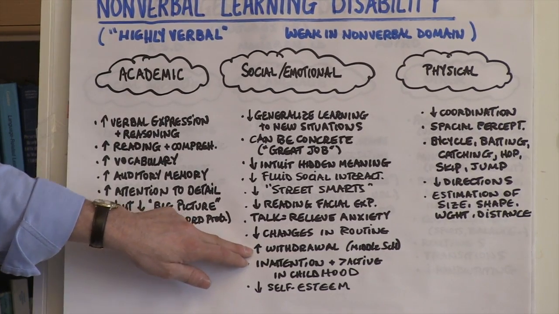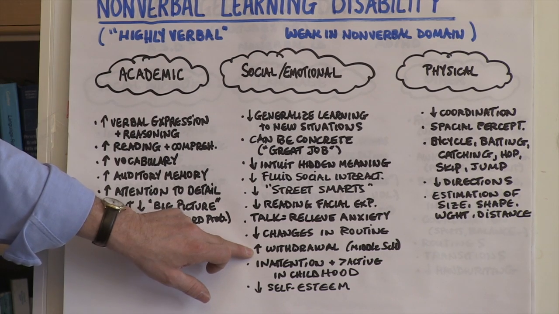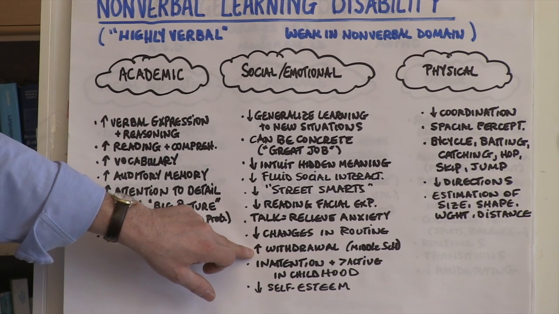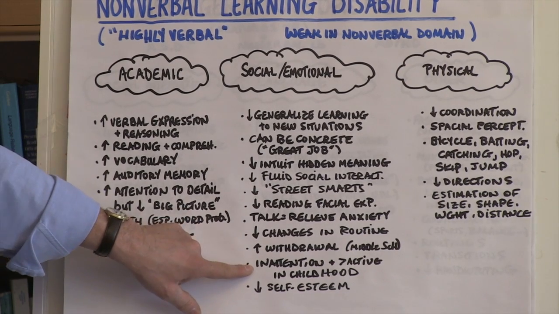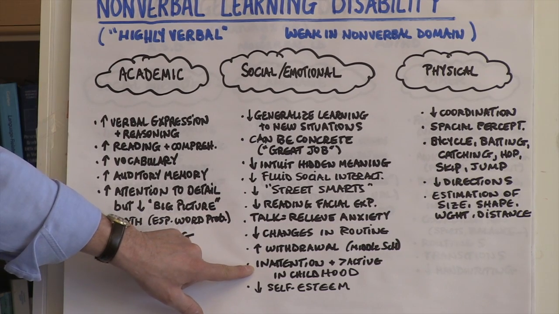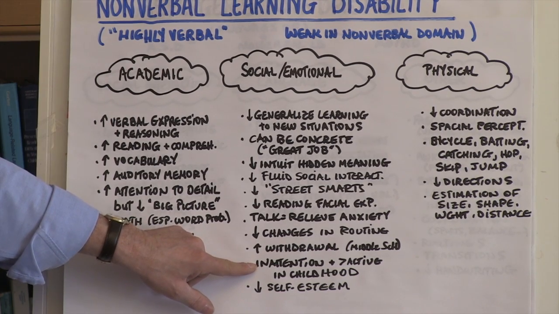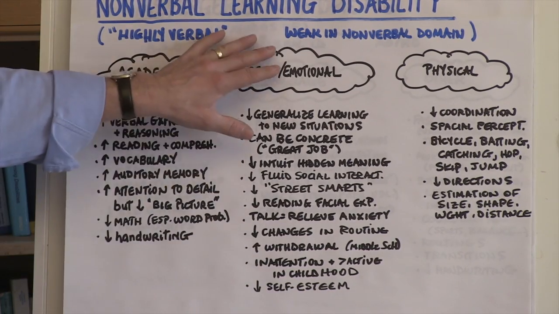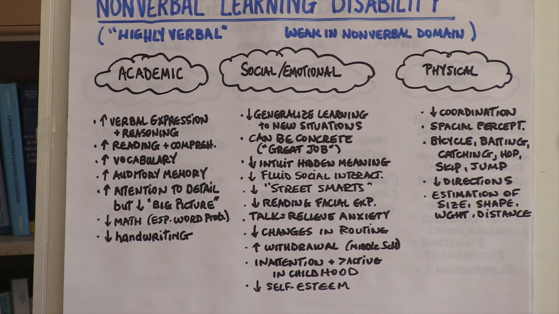In middle school, what we see is an increased incidence of withdrawal, social withdrawal, and emotional withdrawal, certainly during those tween and teen years, different from young children with nonverbal learning disabilities, where in early childhood we see them as being more inattentive and perhaps even a little bit overactive. Because of these social emotional difficulties, they tend also to be at risk for low self-esteem.